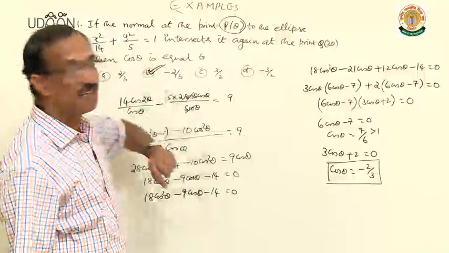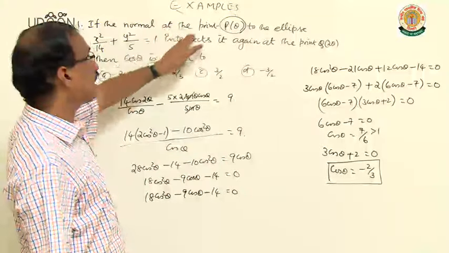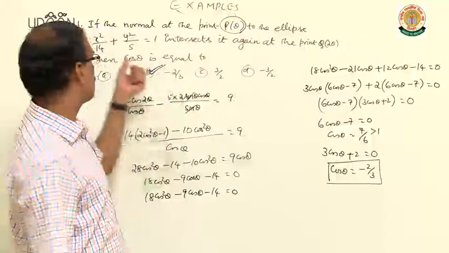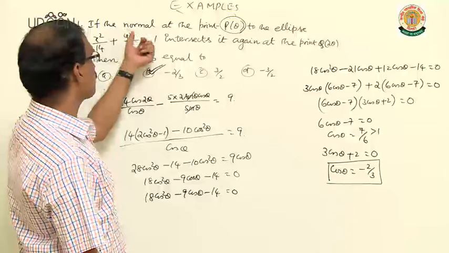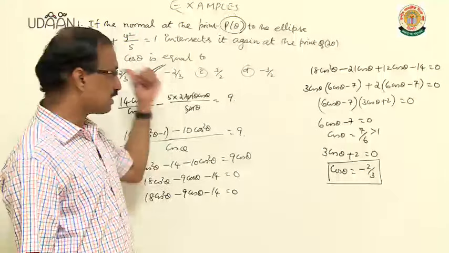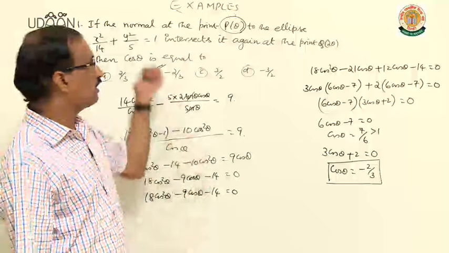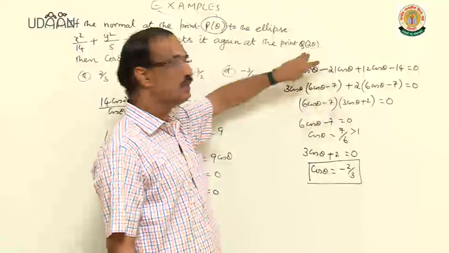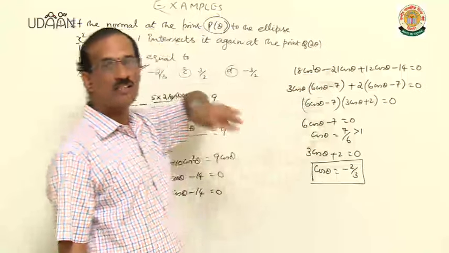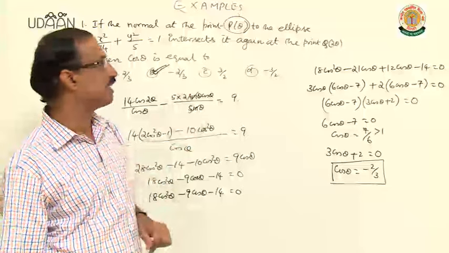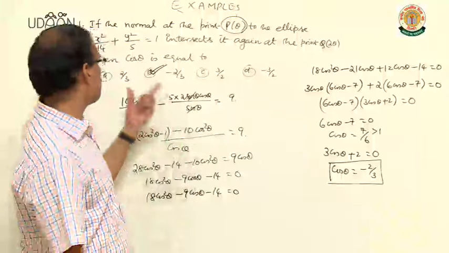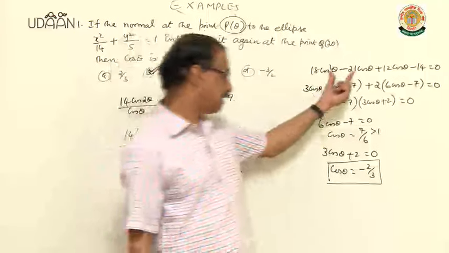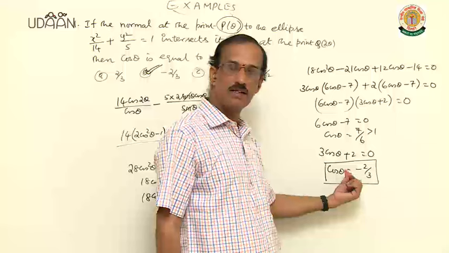So what we have done in this: first we have taken the normal to the ellipse x square by 14 plus y square by 5 equal to 1 at a point P of theta. So first we have got the equation of that one. That line is meeting the ellipse again at the point Q of 2 theta, that is a cos 2 theta, b sin 2 theta. Then from there we got the equation of this. So this you factorized and we got the value of cos theta. समझ में आ गया बेटा?